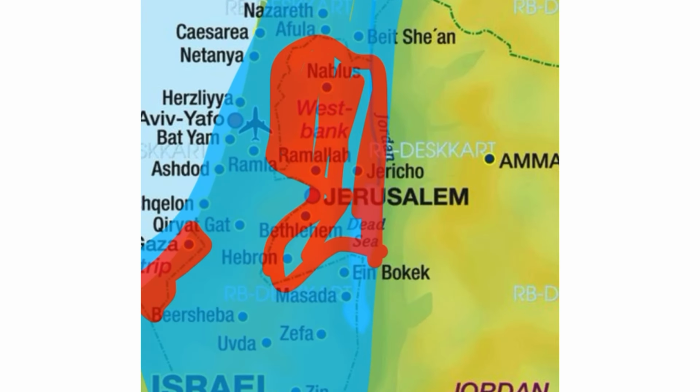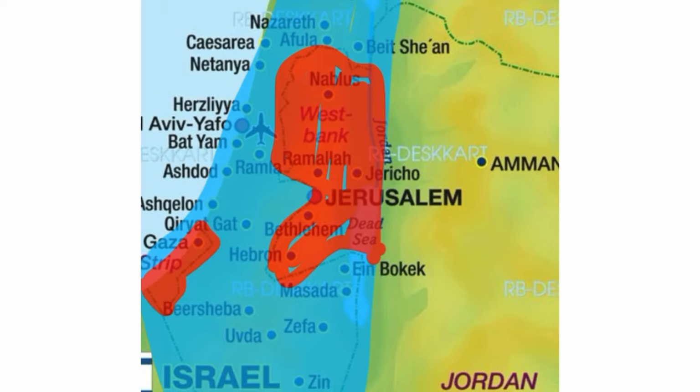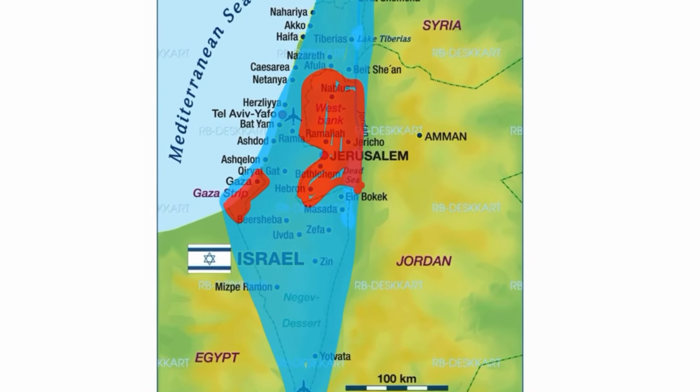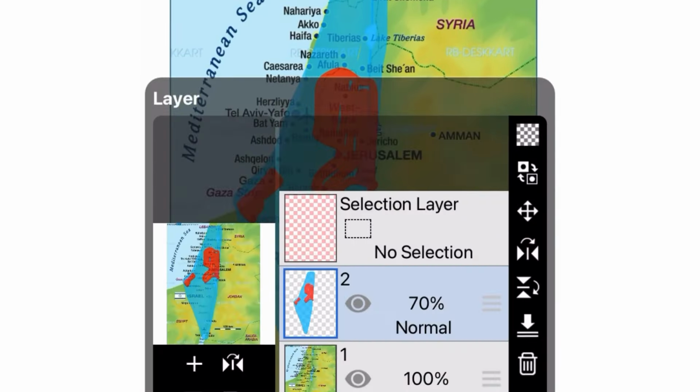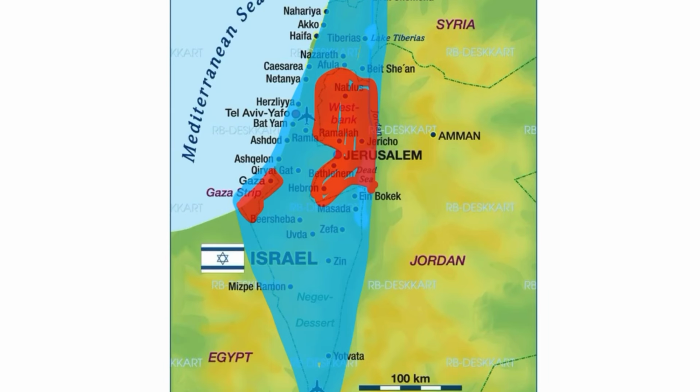So the region in red is the West Bank, the bigger region, and the smaller region is the Gaza Strip, which is in the western part of Israel. And the region in light blue color is the state of Israel.